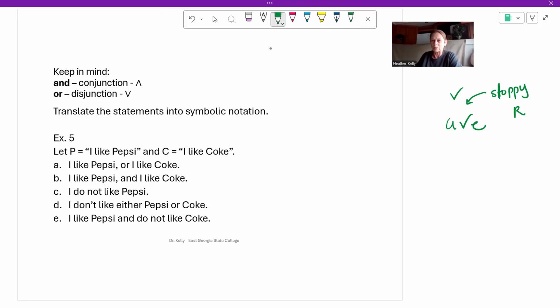Not a stoppy R, a sloppy R. Okay, anyway, let's get back to this. Sorry. I'm really sleep deprived, so I'm hoping I may even make it through this.